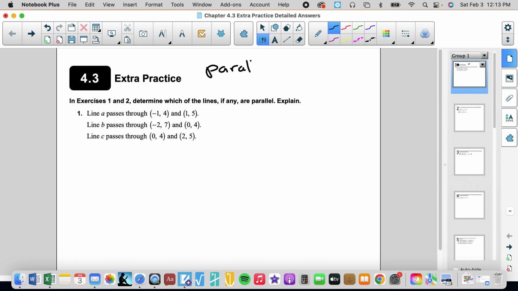Parallel lines will always have the same slope. I call it the dance. If they have the same step, the dance, up 3, right 1, if both lines are working at the same rate of change going up 3, right 1, they will never intersect. They will always stay the same distance away in a dance, in a pattern. So they will never intersect.